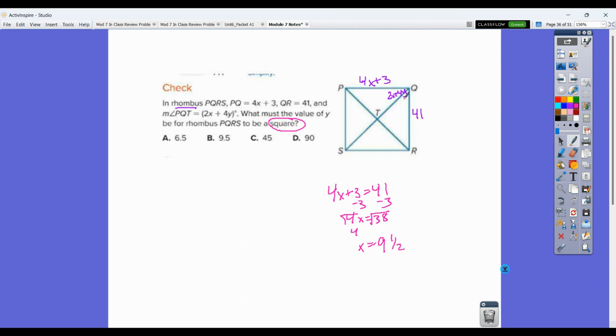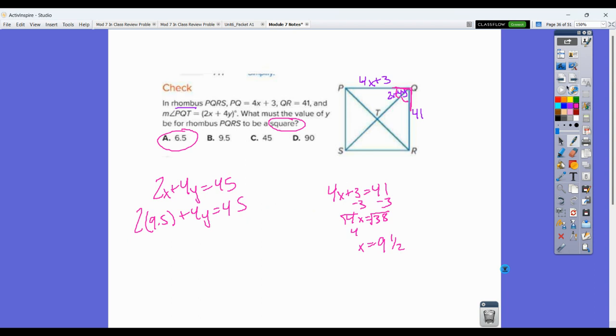And I'm going to use that now in order to help me solve this. So there's one angle. If I want this to be a square, I want that whole angle to be 90. And with a rhombus, the diagonals bisect the angles, so these are congruent. So actually, I want 2x plus 4y to be equal to 45 degrees. Okay, I know the x is 9.5. And so then I'm going to solve from there. So if I solve this out, I should get y to come out to 6.5. Okay, that's how I'm doing that one.